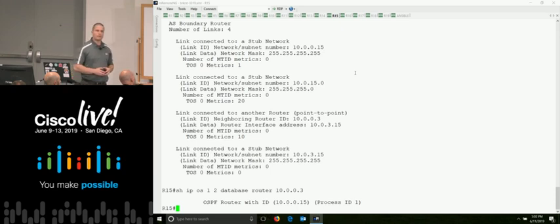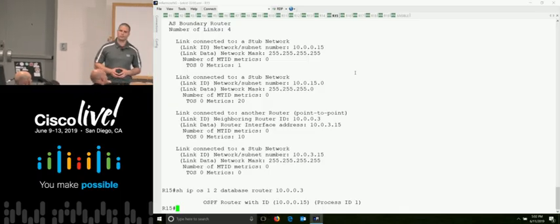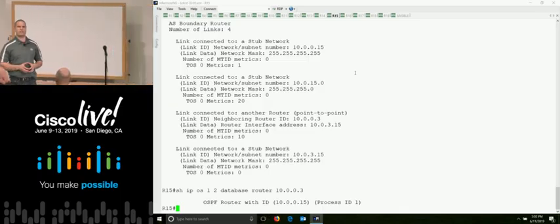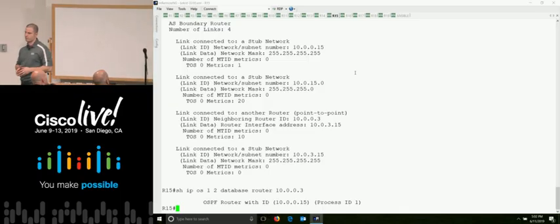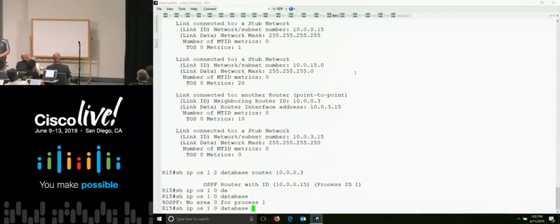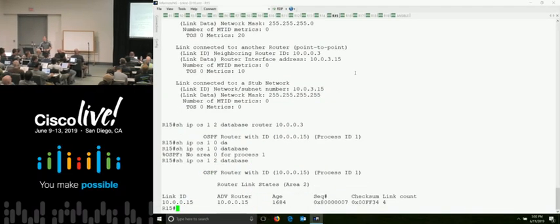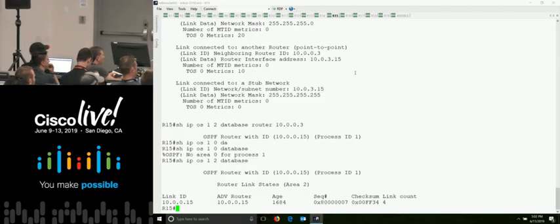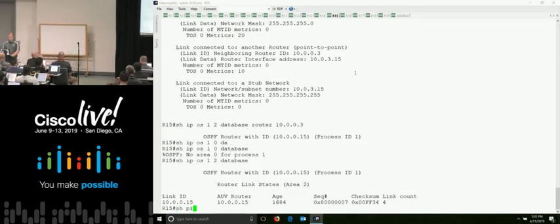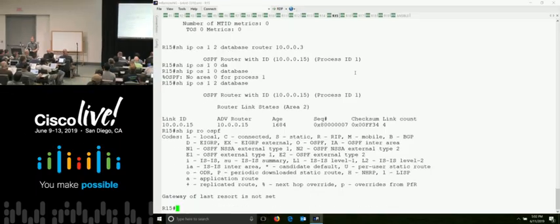Bummer. So how does this even work? If I have a connection to R3 and I don't even have a router LSA for it, what is that really saying? So if I say show ip ospf 1 database, not area 0, area 2, that's all I got. I only see myself. I see no one else. That probably means I don't have any OSPF routes either. Nope.